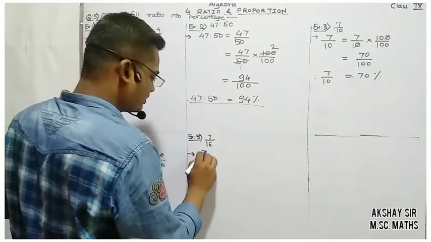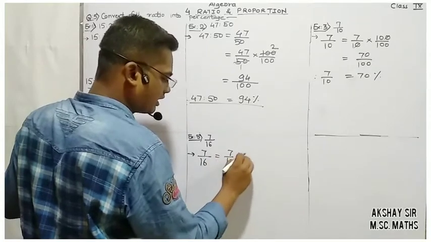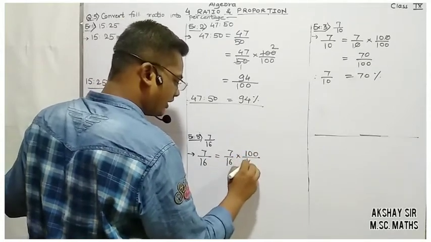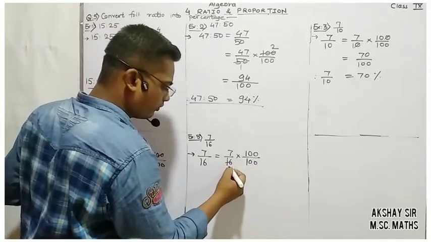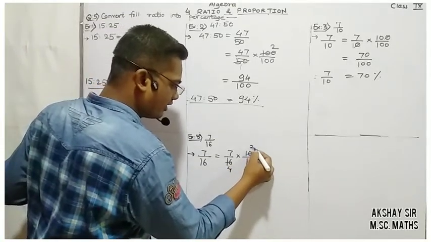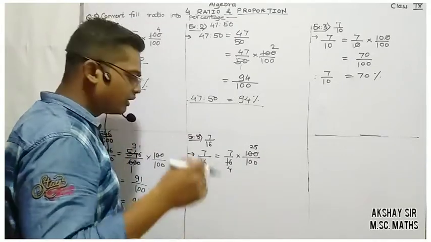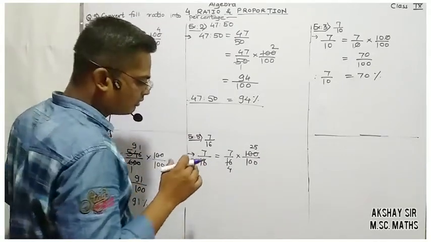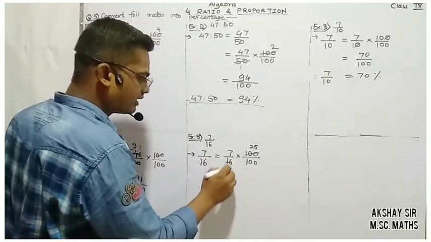Next one, 7 upon 16 equals to. Now we also have to convert 7 upon 16 into a percentage. Let us multiply and divide this both by 100. So let us start dividing. So here 4 the 16, 4 25 the 100. That much is done. Now the further division is not cancelable, they are not perfect multiples. So definitely we are going to get something in decimal form. Let us divide this one.